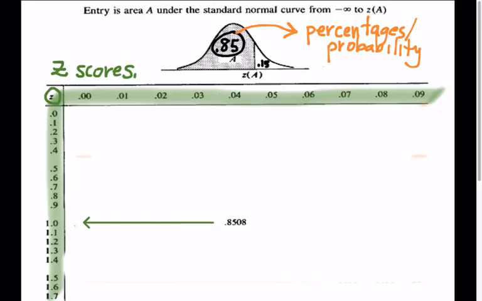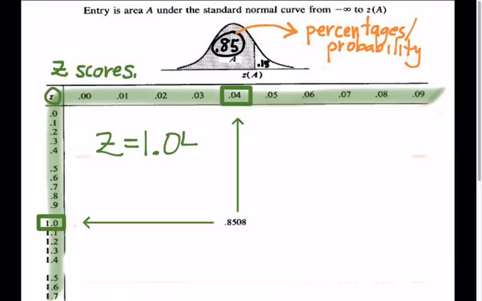All right, so we look to the left to get the first couple digits of that number, and we find that those first couple digits are 1.0. And then what else do we do? Yeah, we can look up to find the hundredths digit, the next significant figure. So what is the z-score that we find using this method? All right, 1.04. So we just used the table to convert a percentage into a z-score by looking in the middle for the p-value and then going to the outsides to find the z-score.